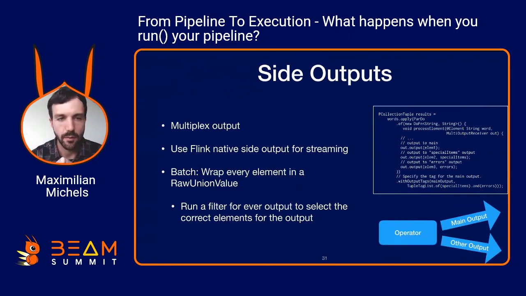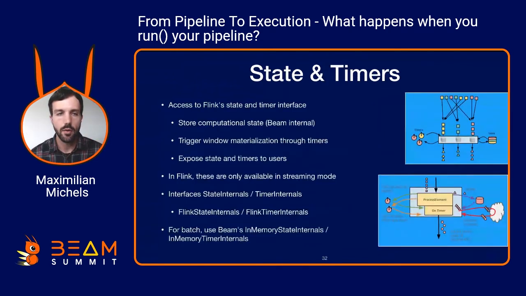Flink didn't natively support side inputs in streaming, but now actually does. In batch, it doesn't support it, so we wrap everything in this raw union value and tag it so we can later select which elements we want from the stream using a filter operation. And I already mentioned state and timers. They're stored in Flink's native interface, which is really convenient because it means that it's automatically checkpointed, and window computation and everything else is done using timers. We only have these available in streaming though.